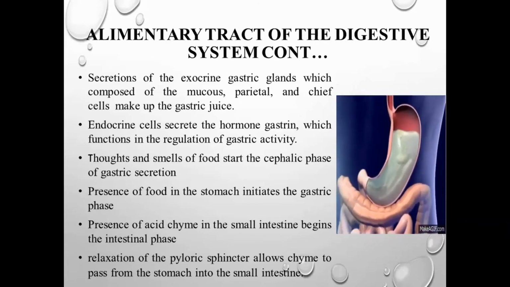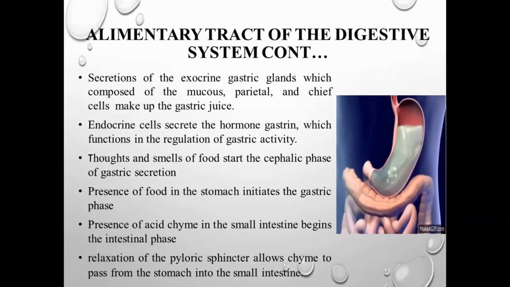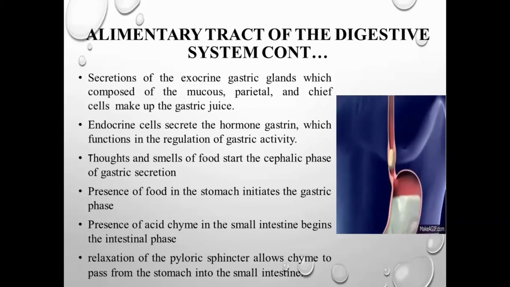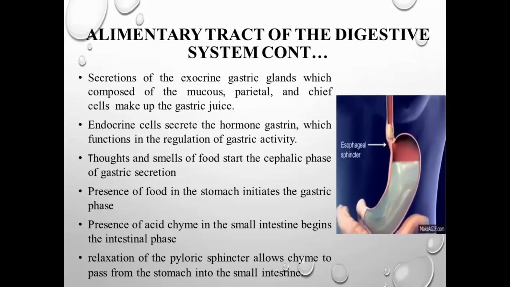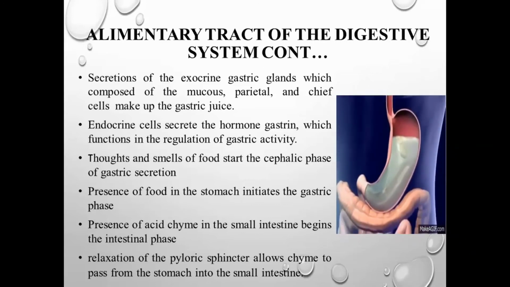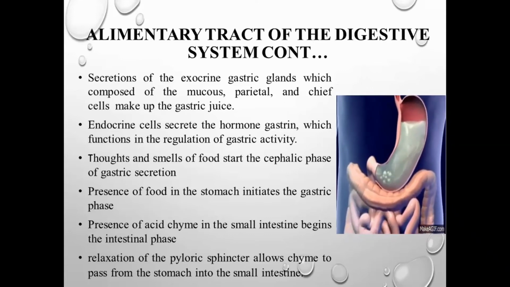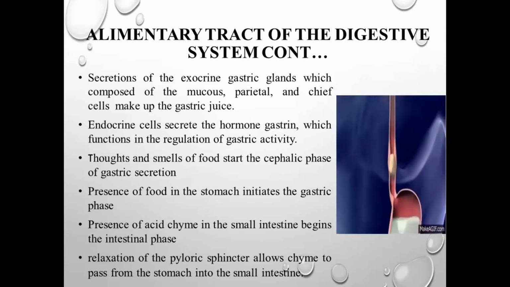Right. So the presence of acid chyme in the small intestine begins the intestinal phase. That's what I said. Then relaxation of the pyloric sphincter allows the chyme to pass from the stomach into the small intestine, the duodenum. Okay, right. So we can see the animation.